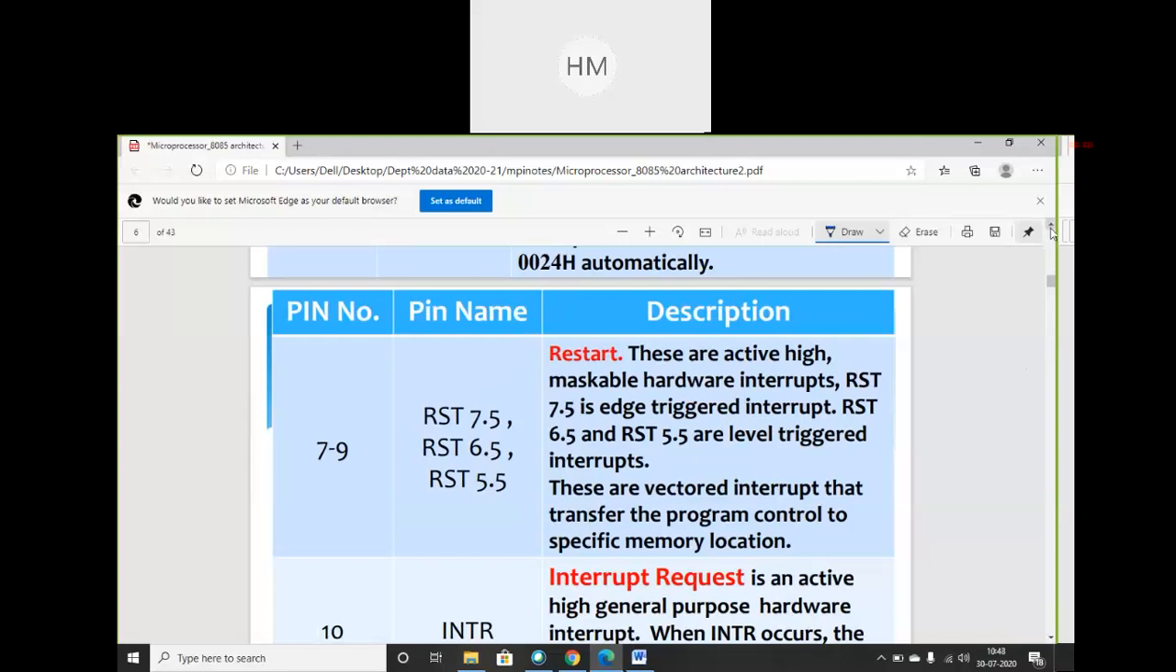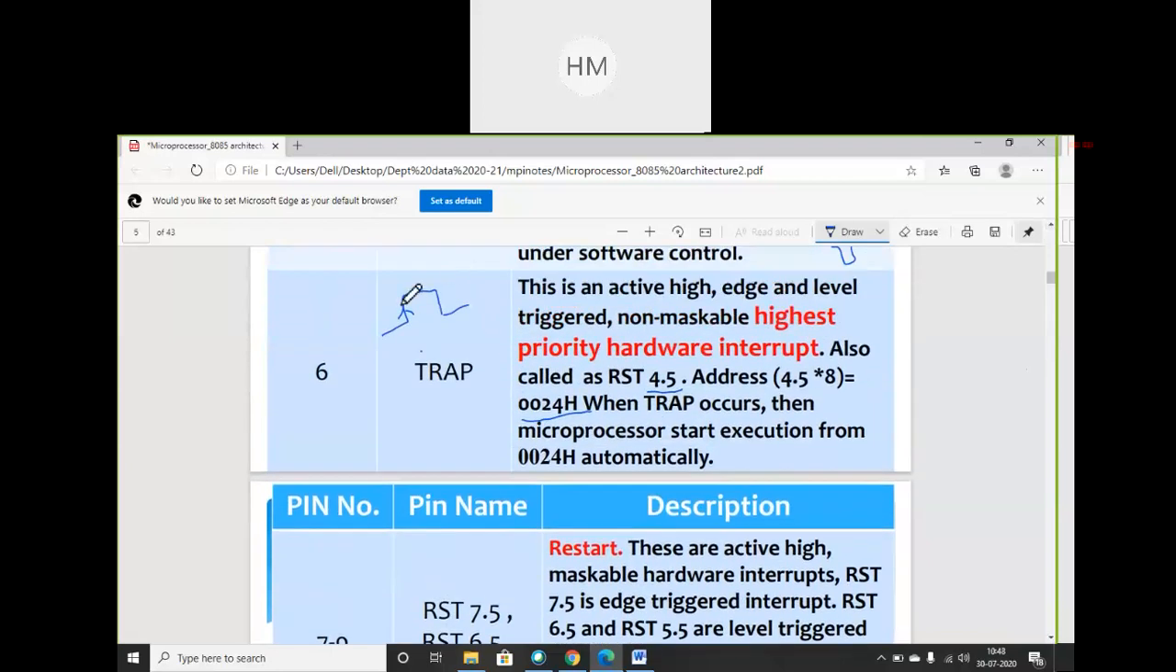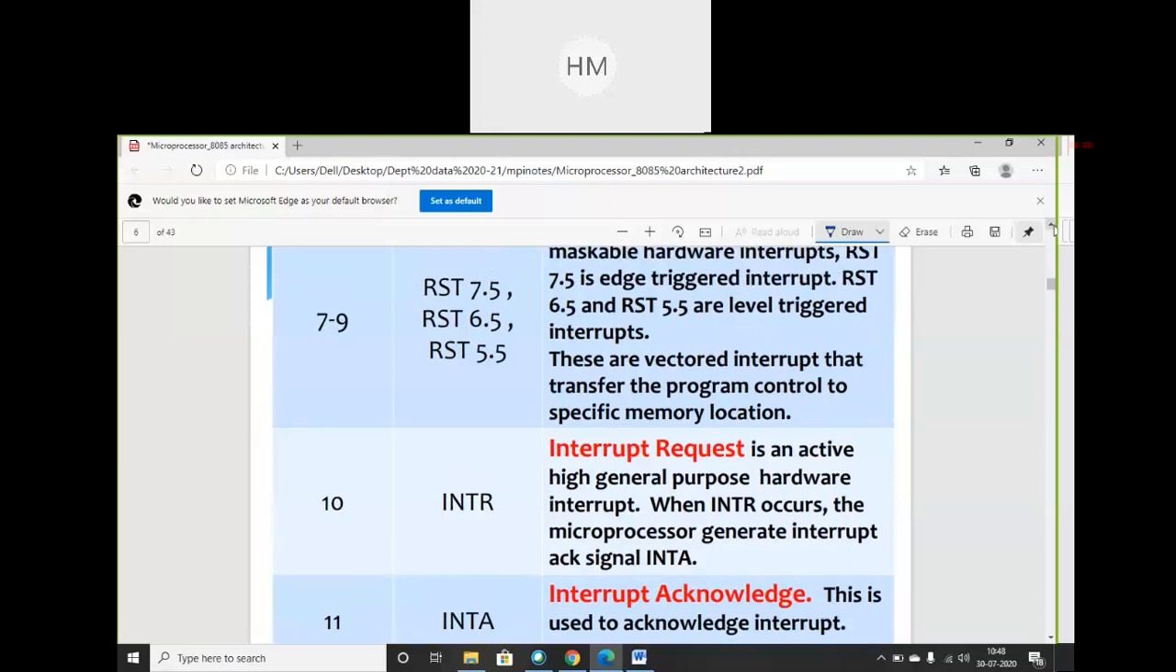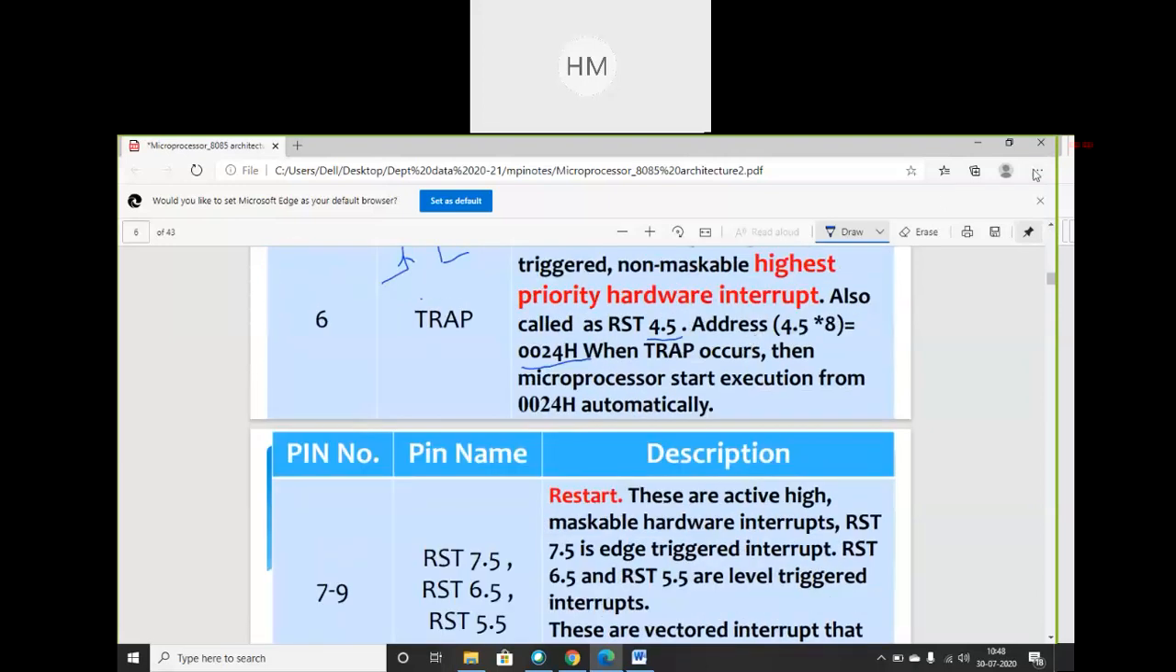Level we know. Whenever it is in a level, it is constant, this interrupt pin will be triggered. These are vectored interrupts that transfer the program control to a specific memory location. Few are vectored and few are non-vectored. Few are maskable, few are non-maskable interrupts. So these are all maskable interrupts. Trap was a non-maskable interrupt. Clear? It can be asked in the exam.